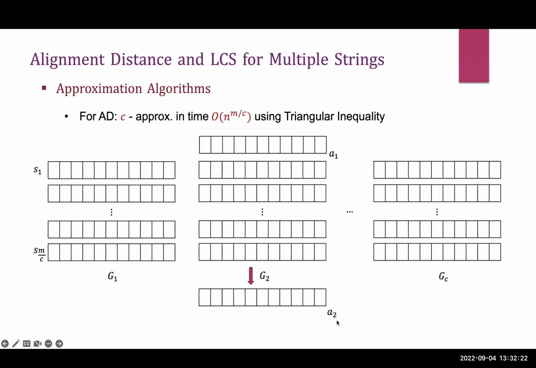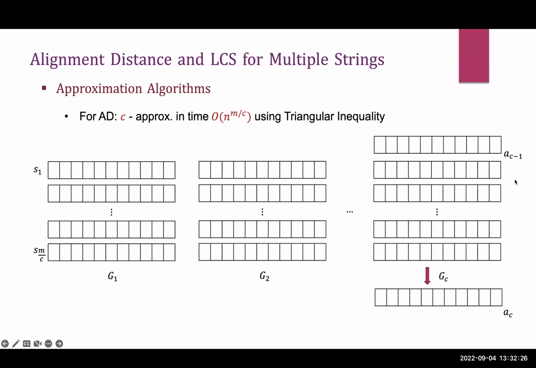Then we pass A2 to group 3, and we continue this way until, in the last round, we find an optimal alignment among all the strings present in group c and the alignment A(c minus 1). Let this alignment be Ac. We output Ac as our approximate alignment for all the strings. We can show that, as there are c groups, we can apply the triangle inequality c minus 1 times, and in that way Ac provides a c-approximation of the total alignment distance.